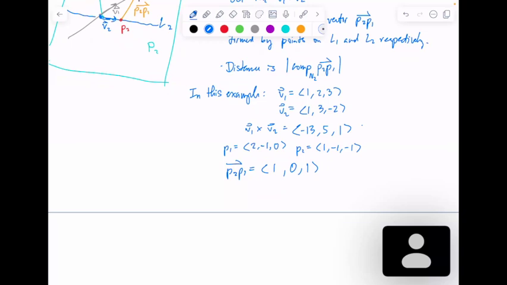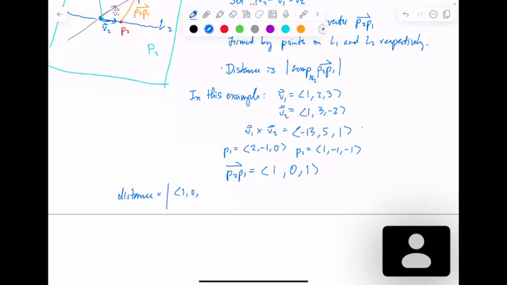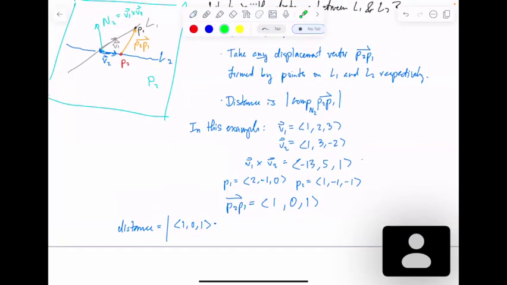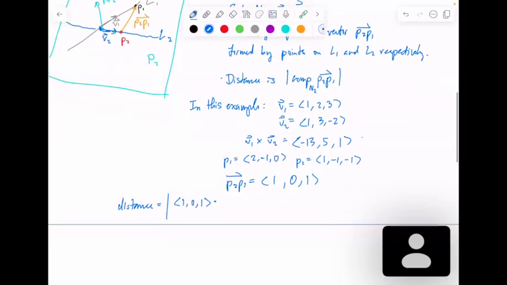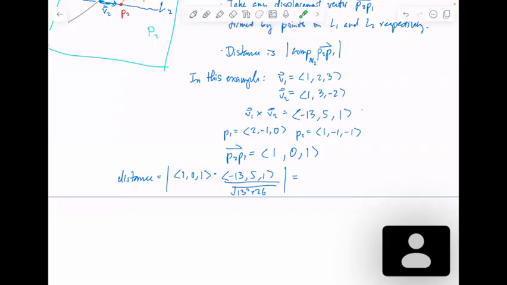So this means that the distance is equal to the absolute value of the projection, right? Now, what's a projection? That's 1, 0, 1 dotted with my unit vector in the normal direction. Now, my normal direction I got from the cross product here. So I need to take the dot product of minus 13, 5, 1 with a magnitude. It's 13 squared plus 26 or something, right? So let's simplify this a little bit. This is minus 13 up top. So minus 13 plus 0 plus 1, right? So that's minus 12, but that's the absolute value, that's plus 12.